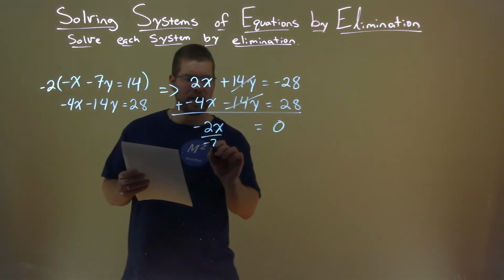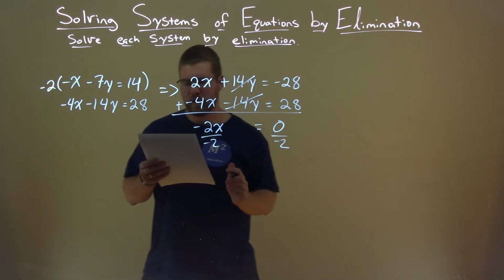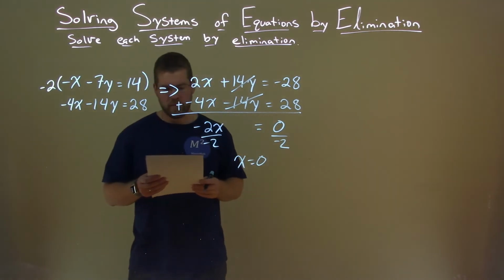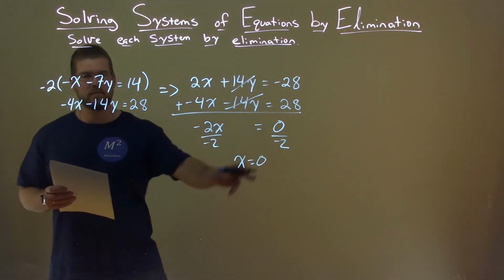Divide both sides by a negative 2. And don't get tricked here. x is equal to 0 divided by negative 2, which is 0. Okay? Make sure you're dividing by negative 2 there.